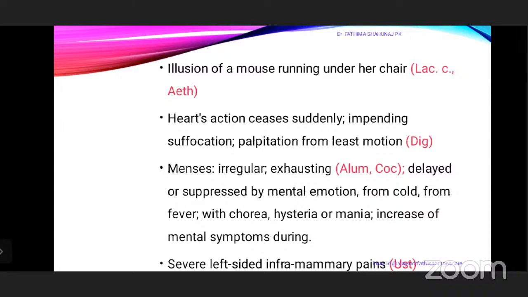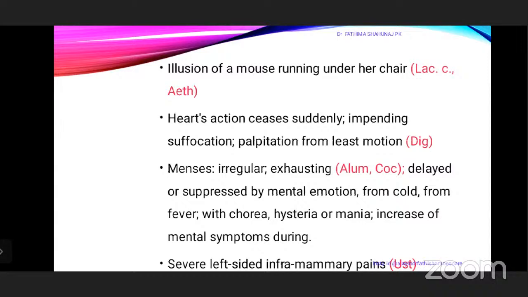So this is the symptom compared with Digitalis and Gelsemium. And then about the female symptom, that is menses irregular, exhausting. This is compared in Alumina and Cocculus. In Alumina, mainly the exhaustion will be felt by the patient after the menses, and she is scarcely able to speak. This exhaustion is reflected on both the physical and mental level. This is the difference between Actea racemosa and Alumina.